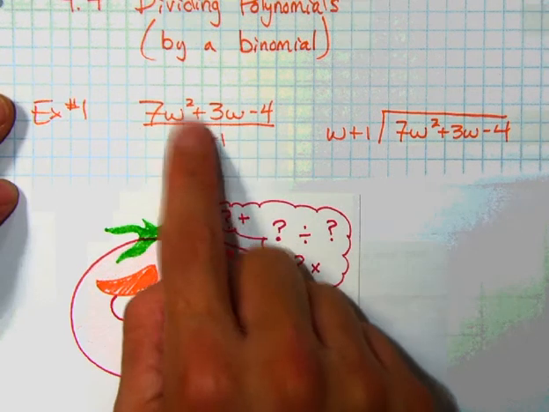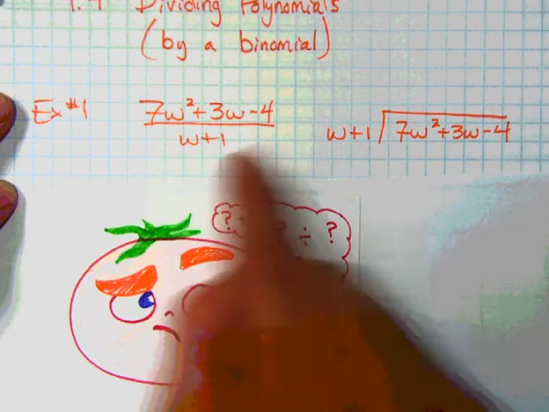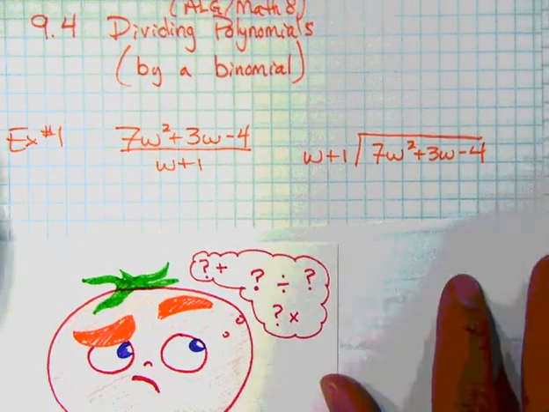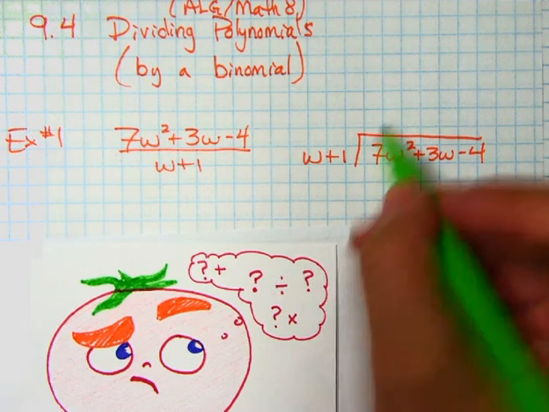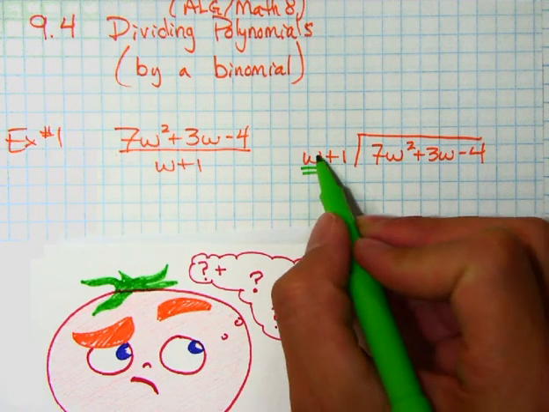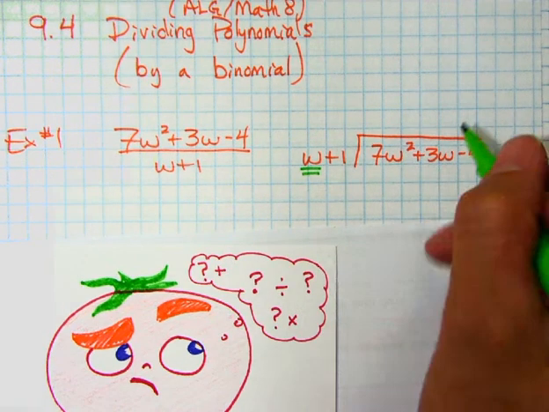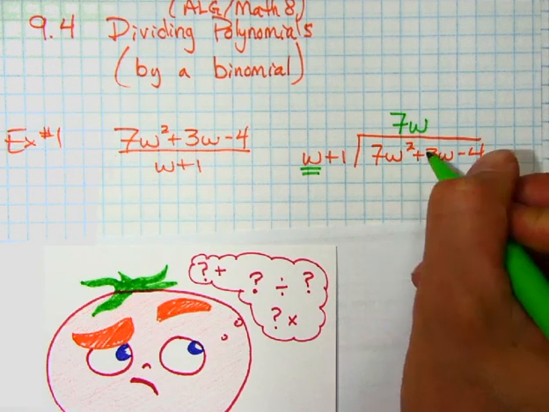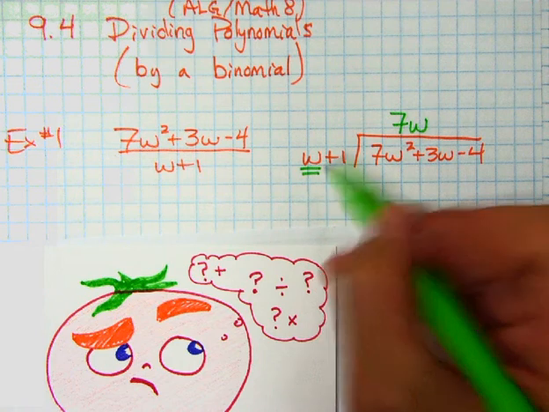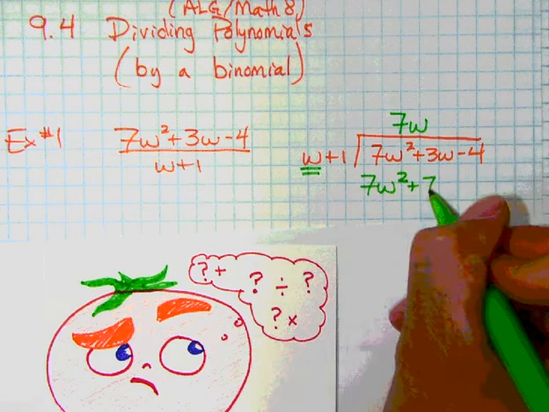I have 7w squared plus 3w minus 4. This is a trinomial. You're dividing it by w plus 1. So one way you can look at this, and later on in higher math they call it synthetic division, similar to this, but not exact. So what I can do here is ask myself, if I look at just this first term, w times what is going to give me 7w squared? Well, I need to multiply this with a 7 and with a w. If I multiply 7w with w, I'm going to get 7w squared. 7w times 1 gives me 7w.